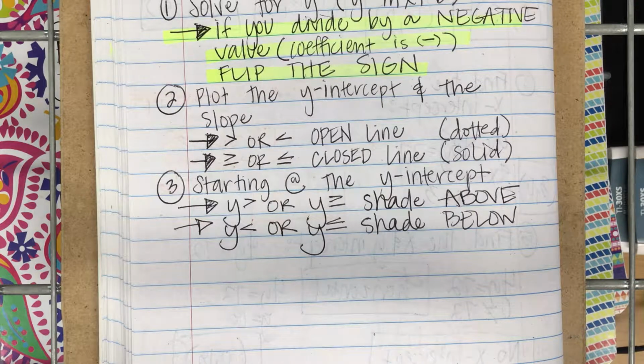These are your 3 steps. The graphing part, the actual putting of the points on the graph, is the same thing as if it was an equation. The difference is, am I going to make it a solid line or a dotted line? And do I shade above or below? Because an inequality, how many answers does an inequality have? Infinite answers, right? It's anything that's in that shaded region.